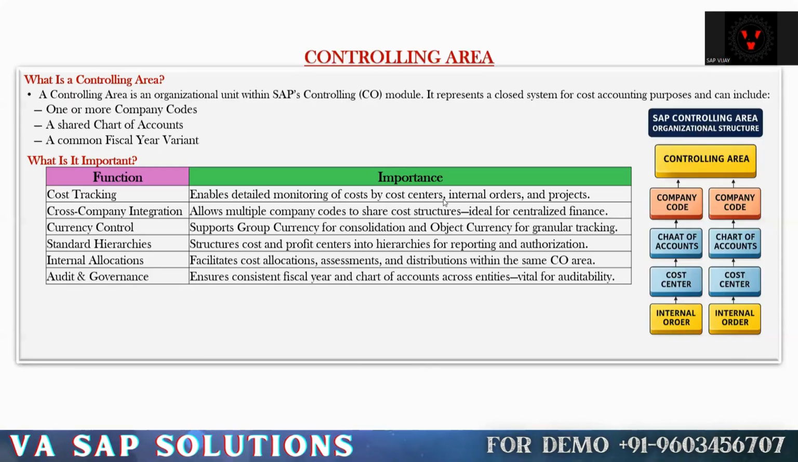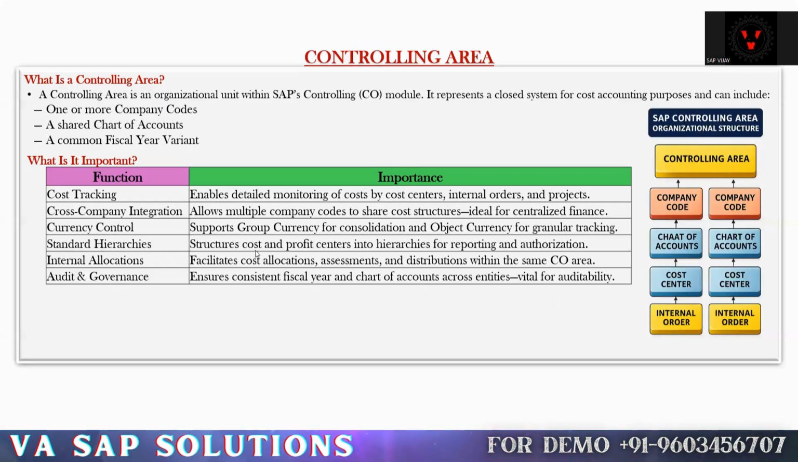Okay. So internal orders: for temporary costing purposes we will use internal orders and projects, and cross company integration. We can assign multiple company codes directly to our controlling area. Here you can see on the side, we can assign multiple company codes to our controlling area. So which one is highest when comparing company code and controlling area? Controlling area is the highest one.